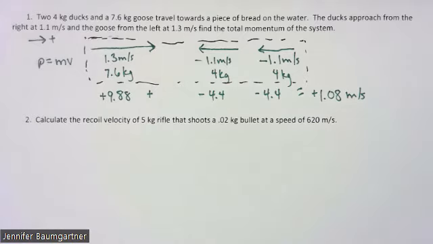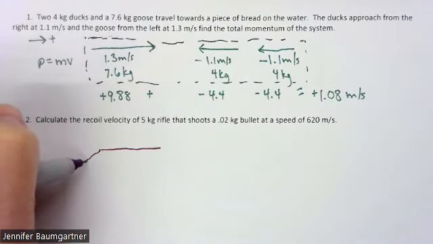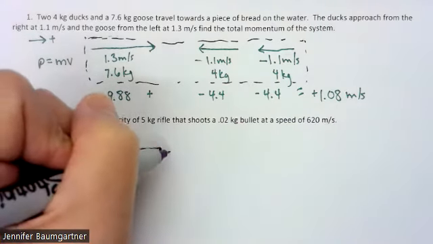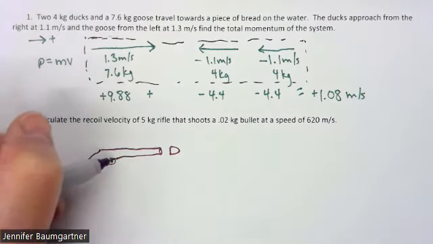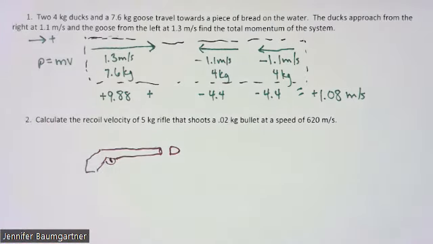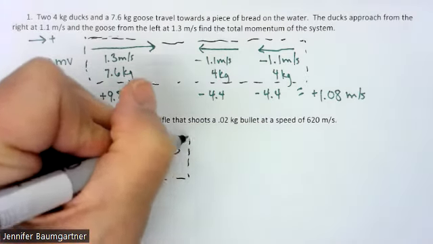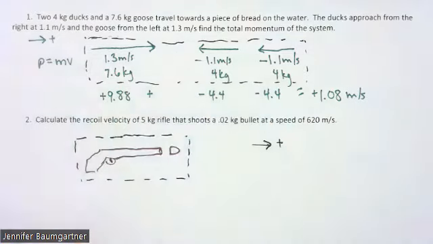So the first thing I want to do is draw my diagram. And let's go with purple. I haven't used purple yet. It seems a little wrong to have a purple shotgun here, but bullet. And I'm going to be shooting the bullet. Okay. So my system includes the bullet and the rifle, and we're going to make right positive.